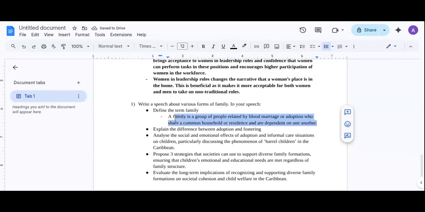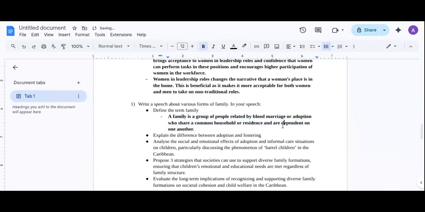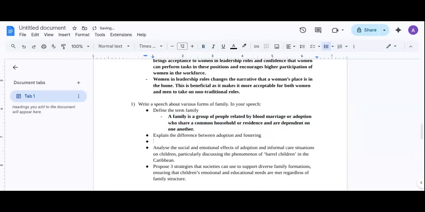So a family is a group of people related by blood, marriage, or adoption who share a common household or residence and are dependent on each other. Now, even when you're doing your essay, you're not just going to answer your bullet points one after the next. It must flow like an essay. So here, after you put the definition of family, you are not just going to start with the difference between adoption and fostering.